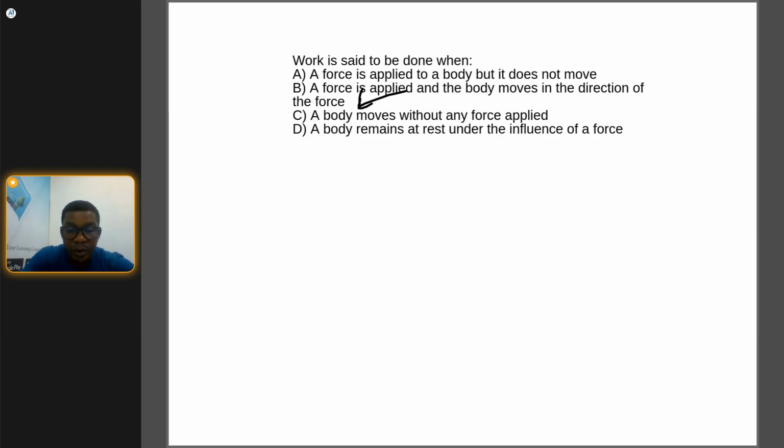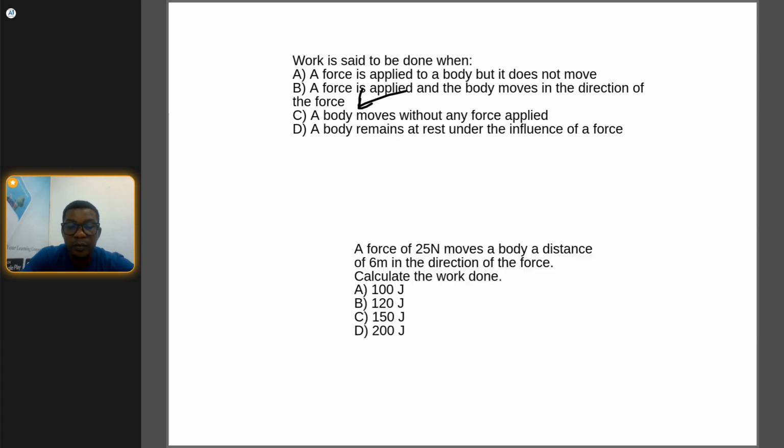Okay, this is the next question. We have a calculation question here. Force was given to be a value. Read the question and give me your answer. Force was 25 and distance, which is S, was 6 meters. So we are asked to find the work done. What will be the work done? Very quick one. Waiting for your response.